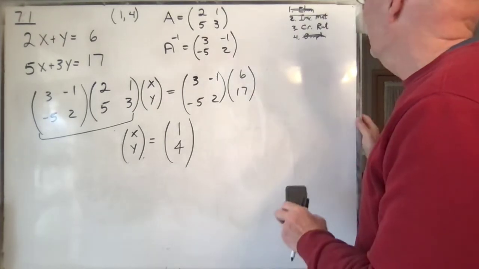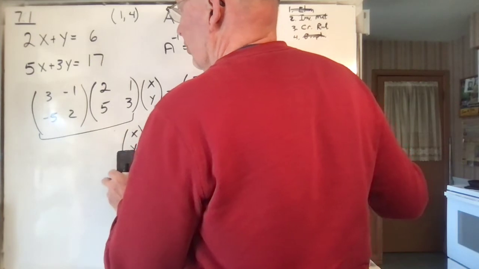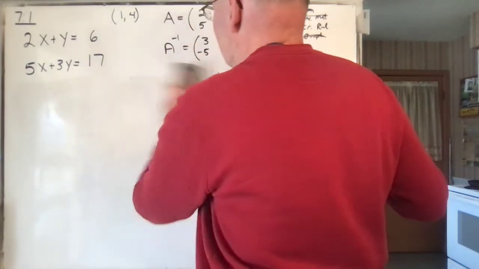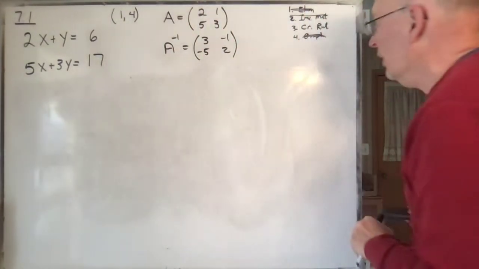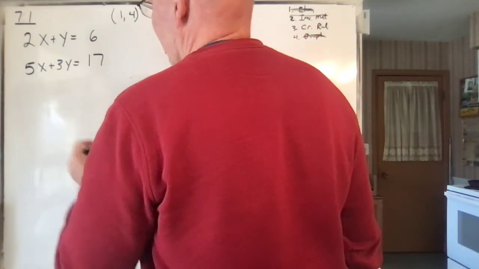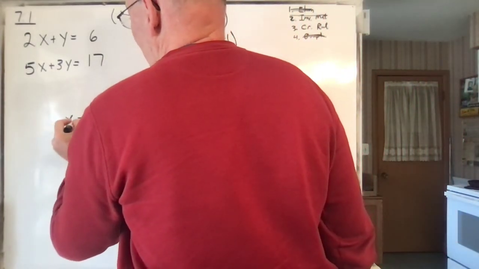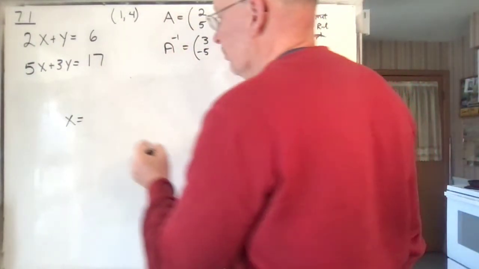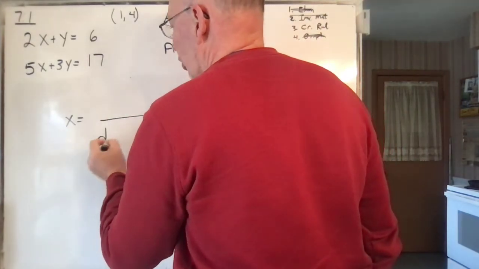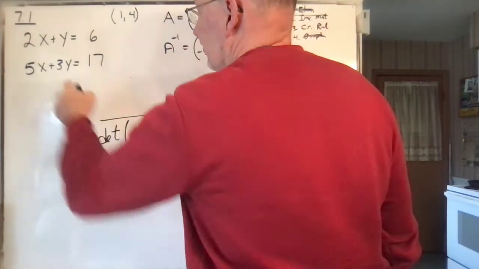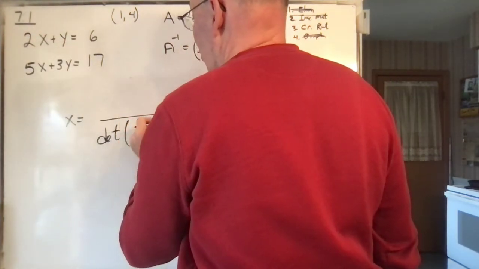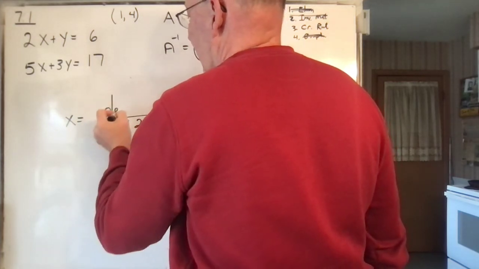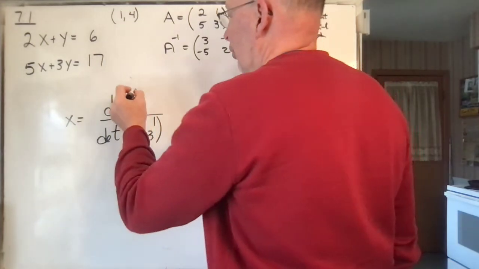Now the last way to do this is by using something called Cramer's rule. And Cramer's rule is very clever. It says this. It says if you want to find what the x value is, that's the solution to that system of equations, you take the determinant of this matrix right here, 2, 1, 5, 3. That's on the bottom. And I haven't told you what this word determinant is yet, so just hold on.